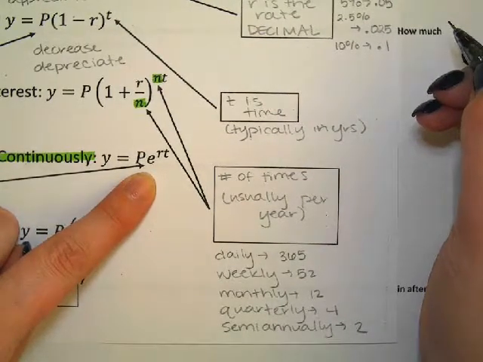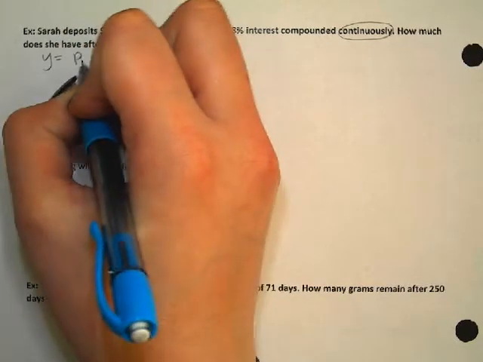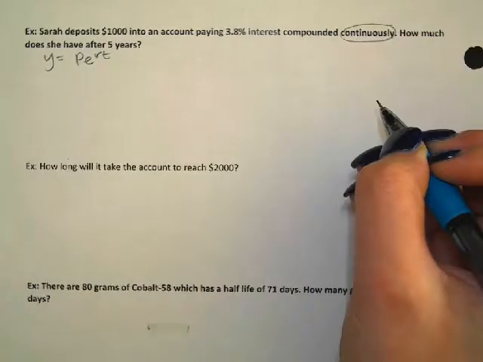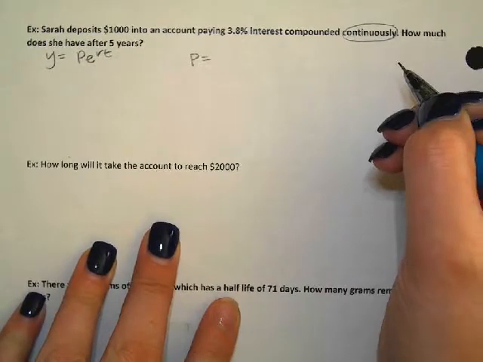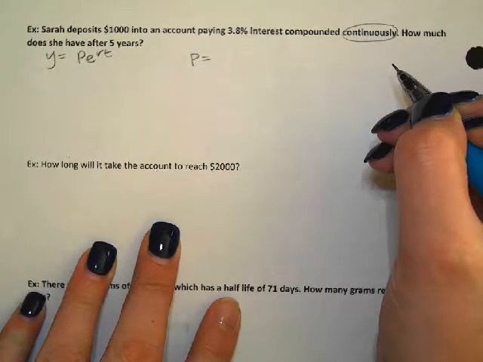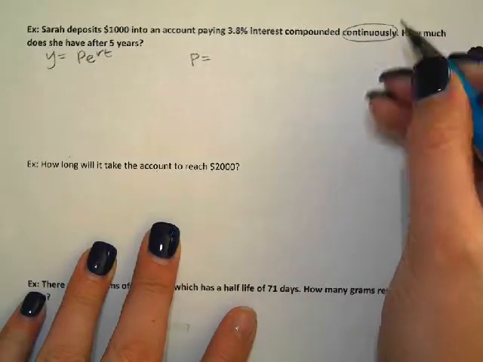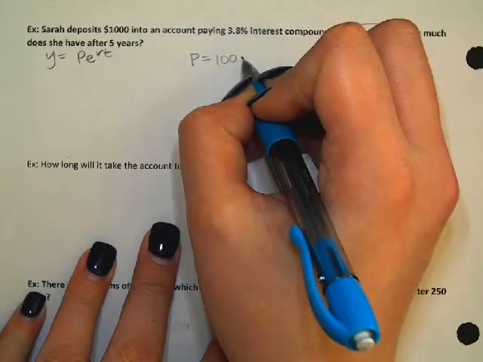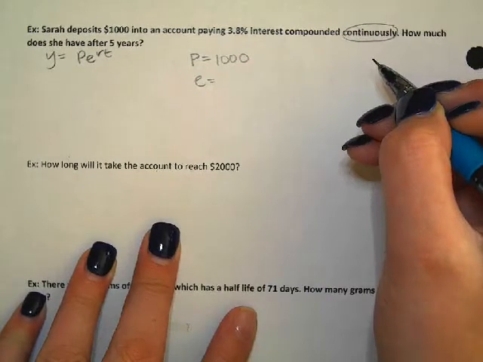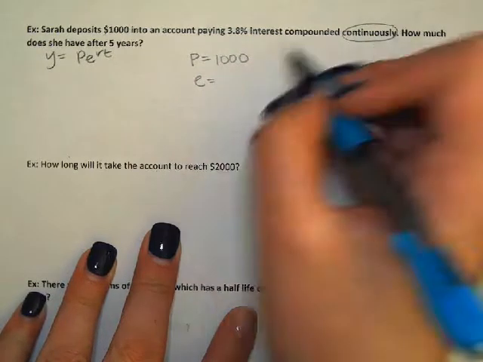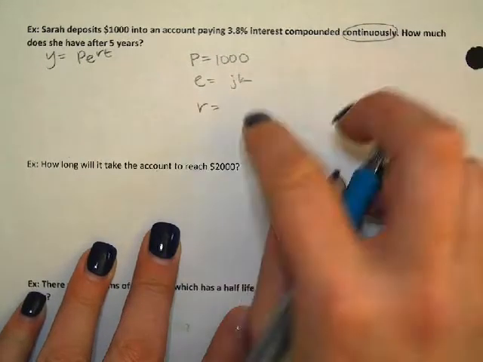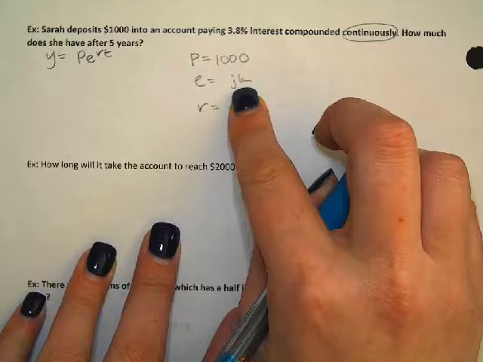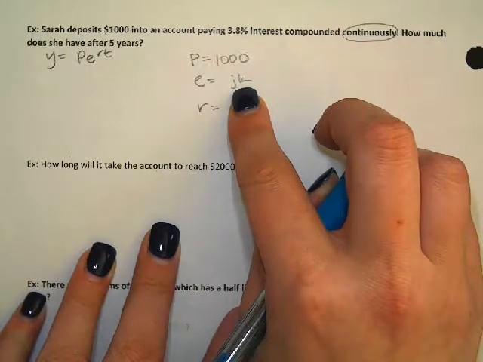Get it? Whew, all right. Wah, wah. All right. Y equals PE to the RT. So P is 1,000. Okay. E is JK. It's a button on your calculator. All right. R is, I wrote JK. JK means just kidding for those of us technologically savvy folk.